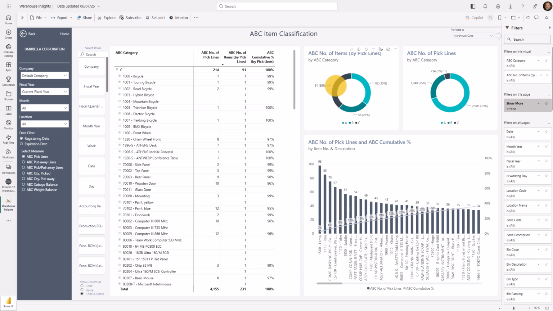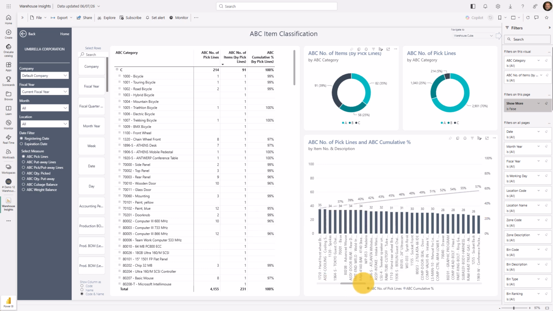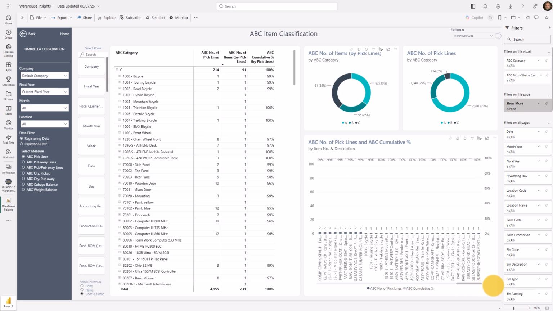The Pareto chart on the right makes it visual. The bars are each item's pick lines. The line is the cumulative percentage climbing all the way up to 100 as I scroll along the plot. Now here's a moment I really want you to see.